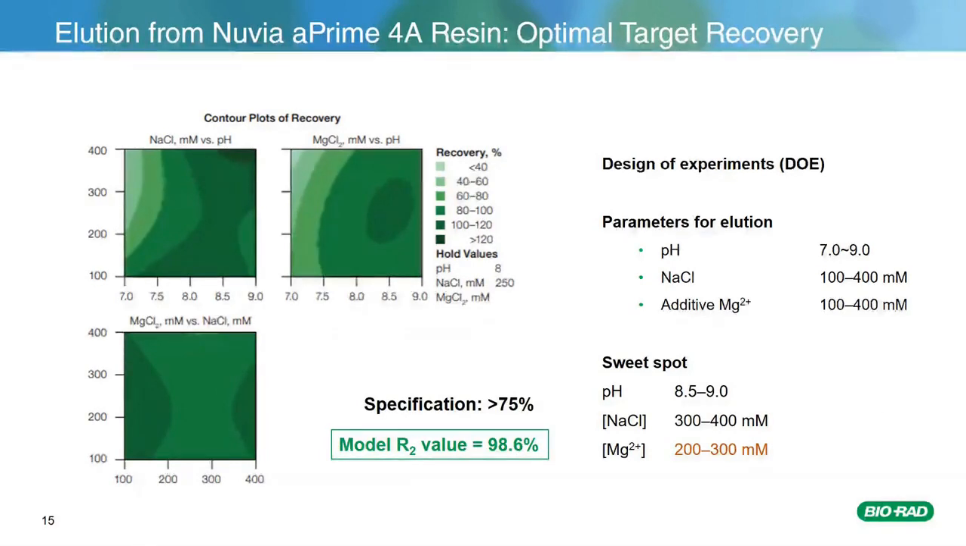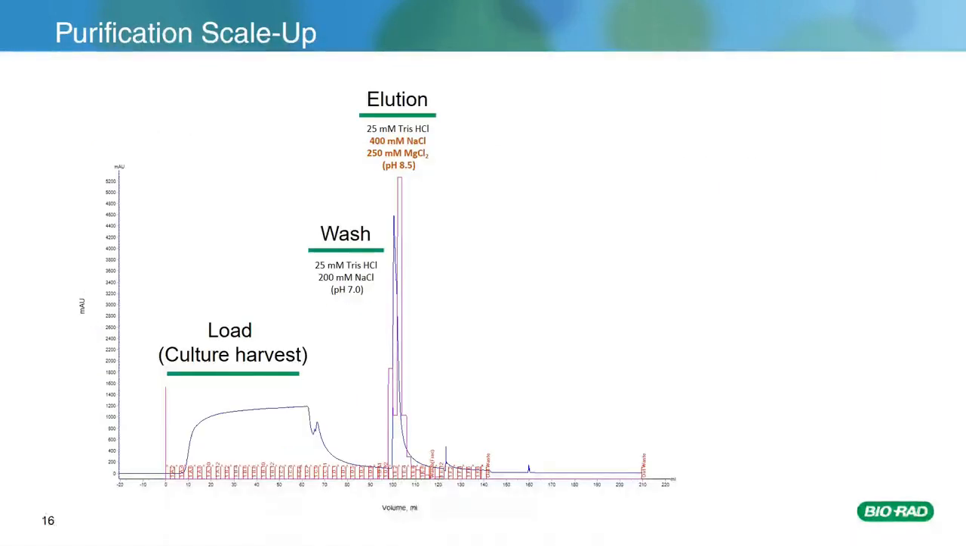For target recovery, the optimal pH again is 8.5. At this pH, 400 millimolar of sodium chloride would provide the best target recovery. The optimal magnesium chloride concentration is 200 to 300 millimolar. This is slightly higher than the concentration needed for the best target purity. For this capture step, we decided to give up the purity a little and shoot for the best recovery, as we will have a polish purification step later.